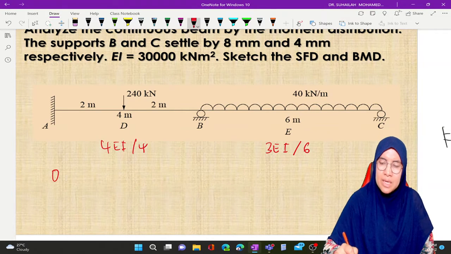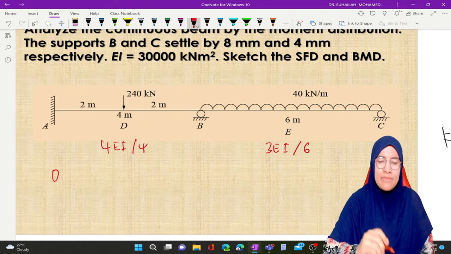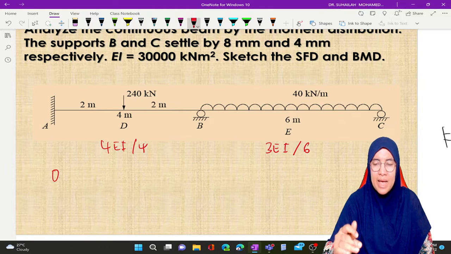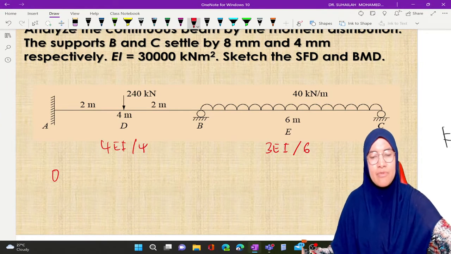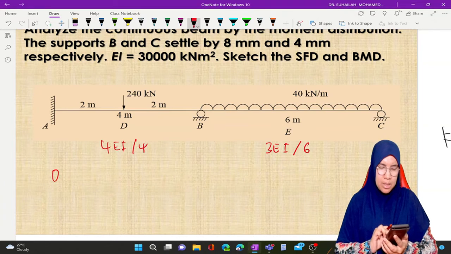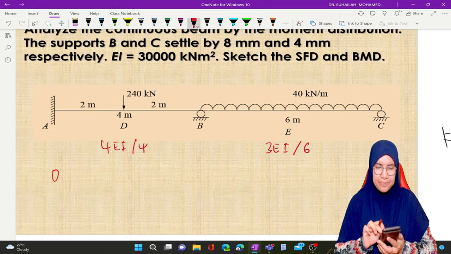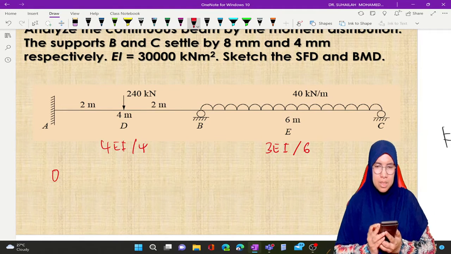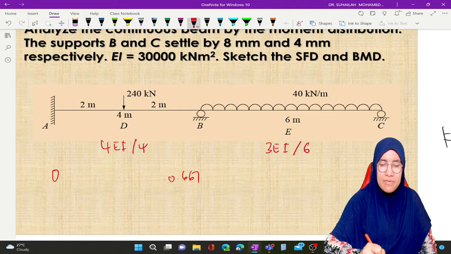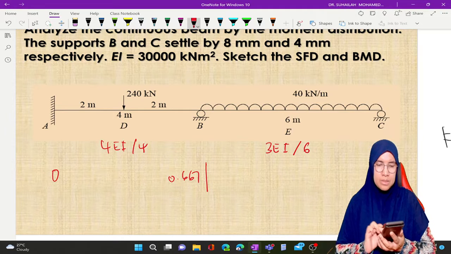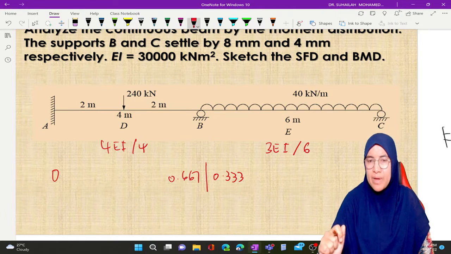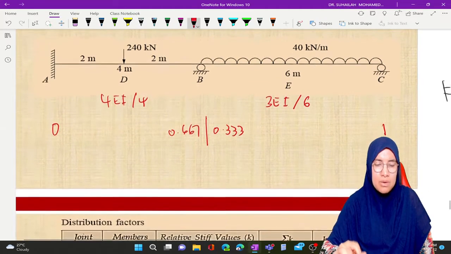For distribution factor, at A the distribution factor is equal to 0, and at C the distribution factor is equal to 1. At B we have two distribution factors, DFBA and DFBC, which we get from the stiffness factors. It is 4 divided by 4, which is 1, and 3 divided by 6, which is 0.5. So the distribution factors are 0.667 and 0.333.